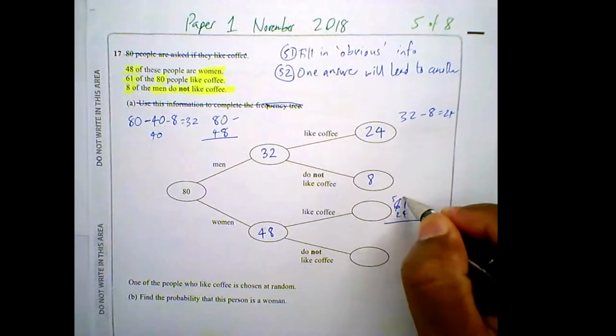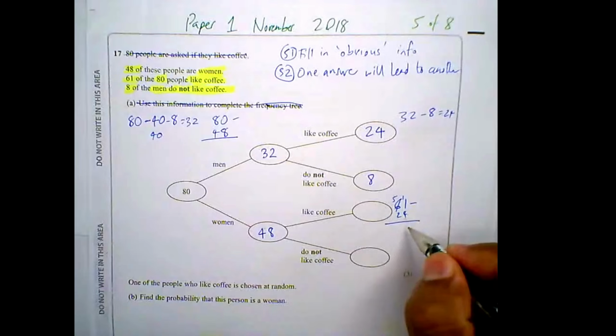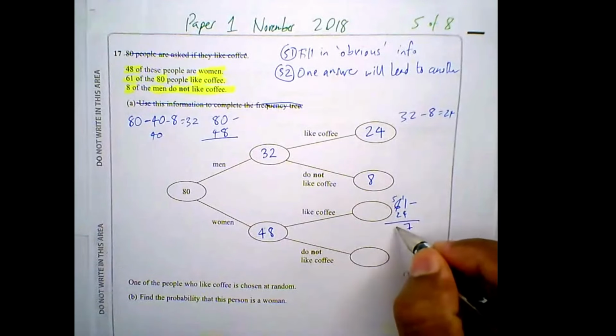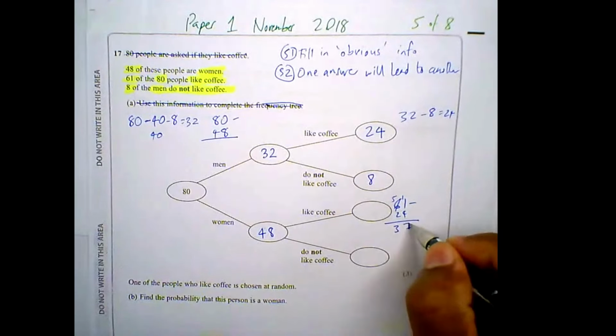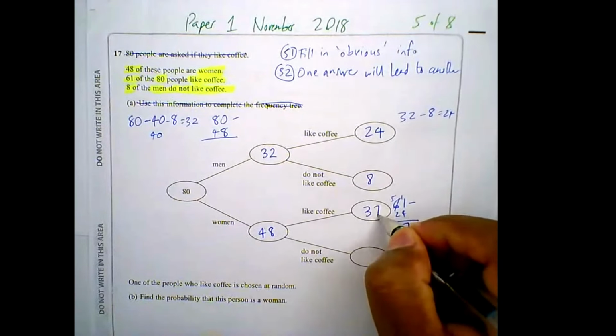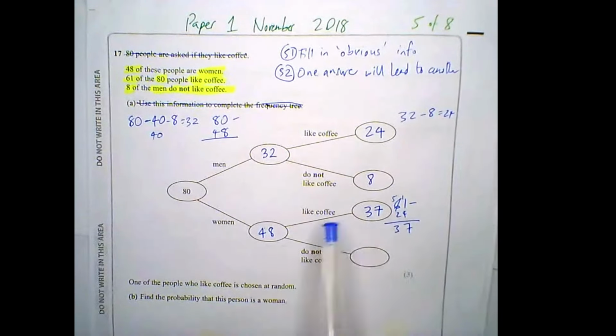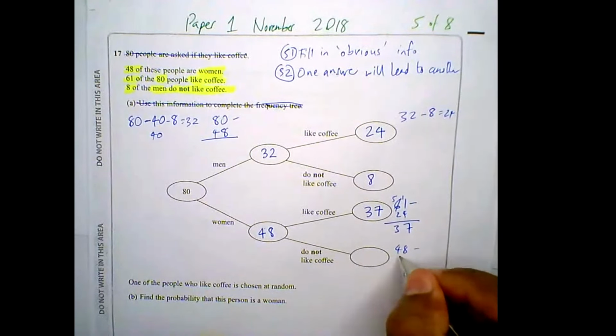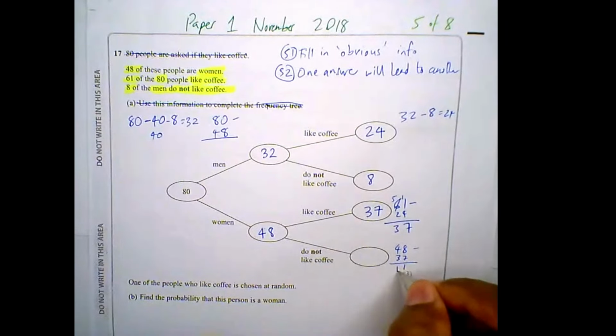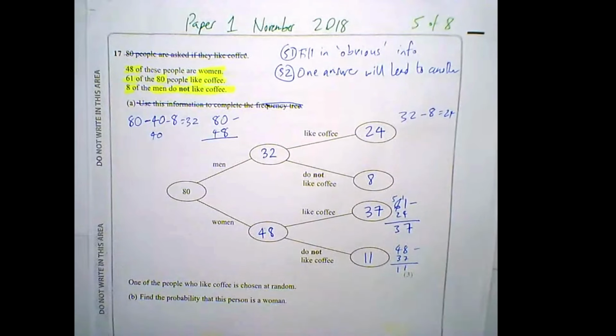I'm going to borrow one from here. 11 take away 4 is 7. 5 take away 2 is 3. So my answer here is 37. And now you can see this part is going to be 48 take away 37. 8 take away 7 is 1. 4 take away 3 is 1. So this is 11. Okay, so this bit is a bit tricky. So if you're not careful, you can easily get this the wrong way, muddled up.